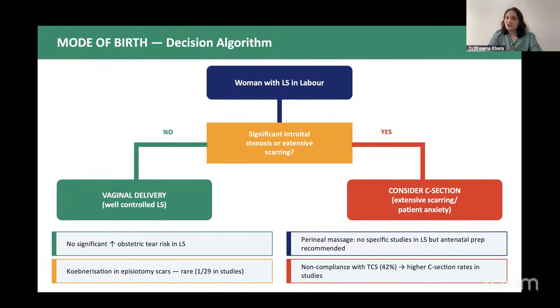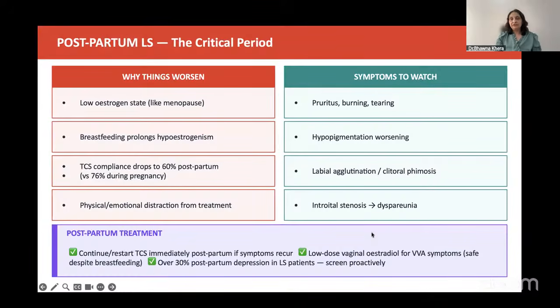Perineal massage as such does not have any indication, but you can do the antenatal preparation for the patient, and the manual support at the time of the delivery does matter as with any other patient. If the patient is non-compliant to the corticosteroids, then higher cesarean section rates can be there, and that actually goes in that favor because the scarring or the pain is there.